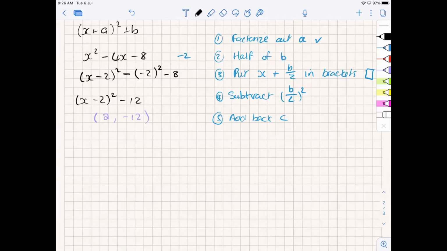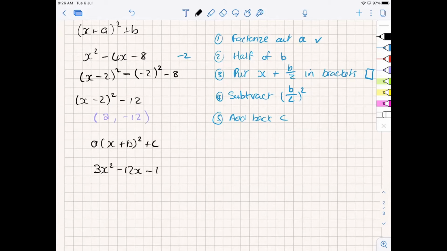Let's have a look at one where we might have to factorize out a. So we want to write this in the form a(x plus b) squared plus c. In other words, there's going to be some number in front of the x squared term which we need to pull out. Okay, here's a nice one: 3x squared minus 12x minus 1.